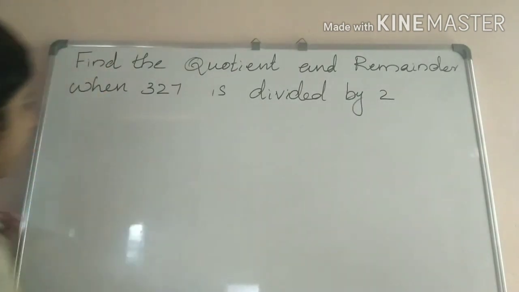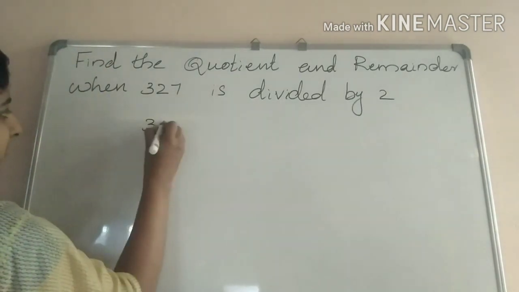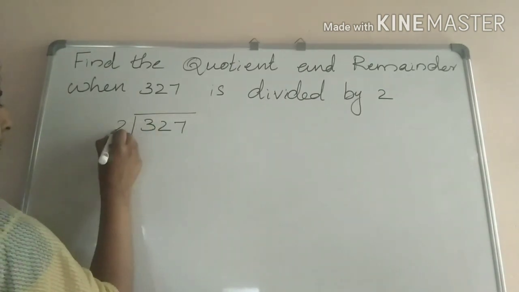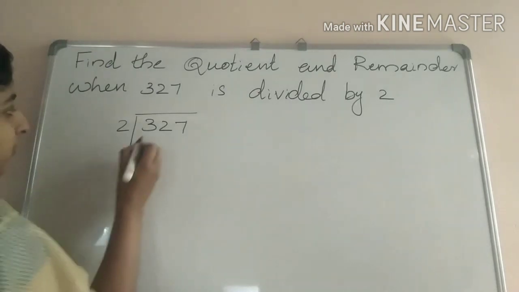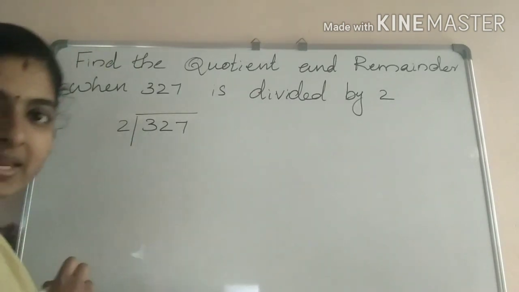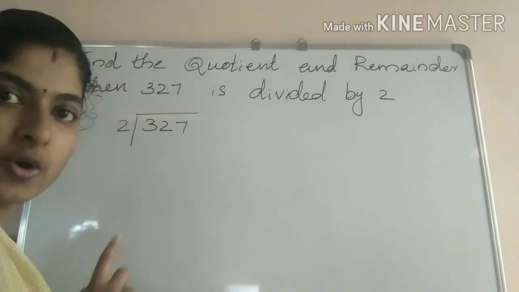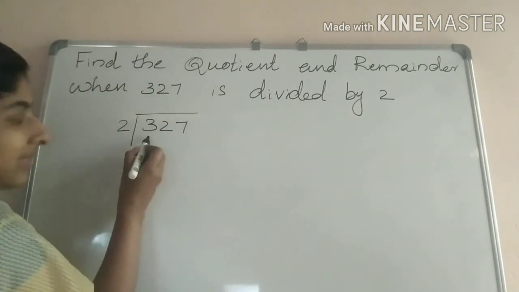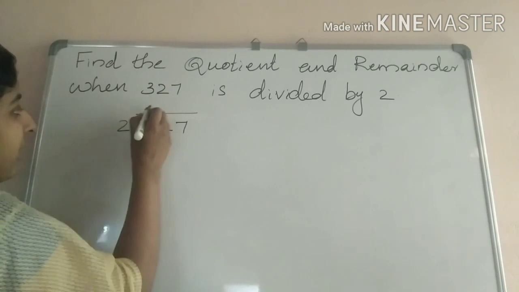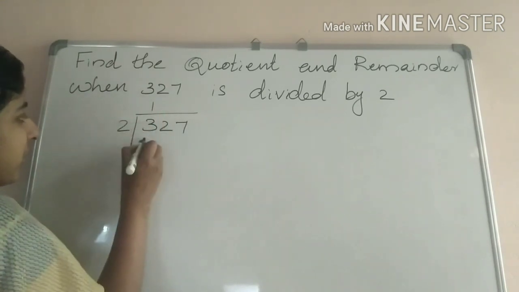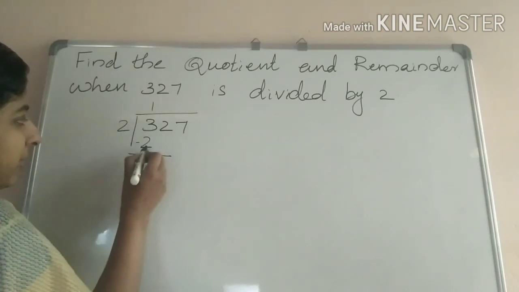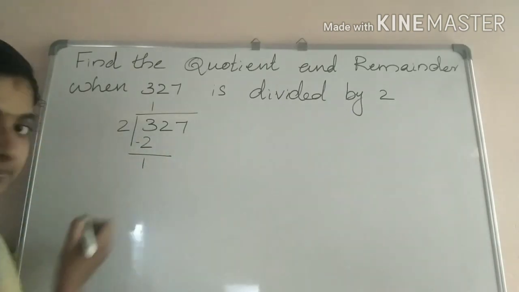See, 327 divided by 2. Here, first we take this 3. 3 has how many 2's? 1 2 is 2. 2 2's are 4. Here only 3, so we take only 1. 1 2 is 2. Then subtraction. This 3 minus 2, 1.